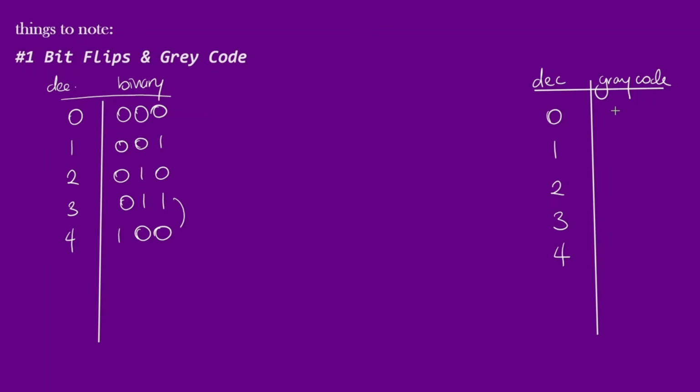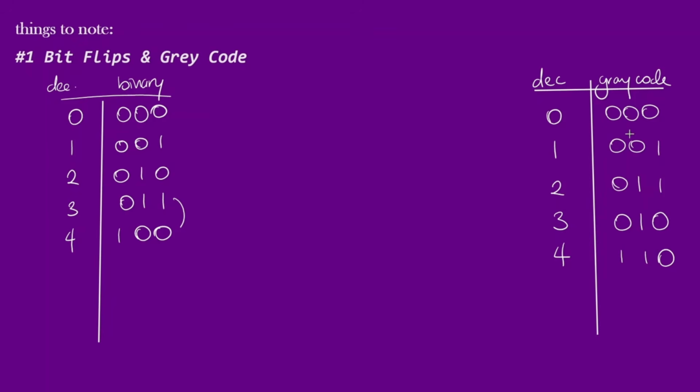So 0 is going to be usually 0. 1 is going to be 0, 1. 2 is going to be 0, 1, 1. 3 is going to be 0, 1, 0. And 4 is going to be 1, 1, 0.